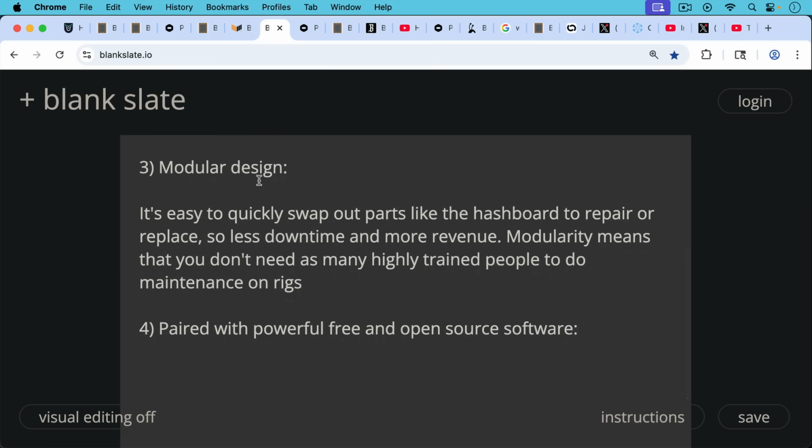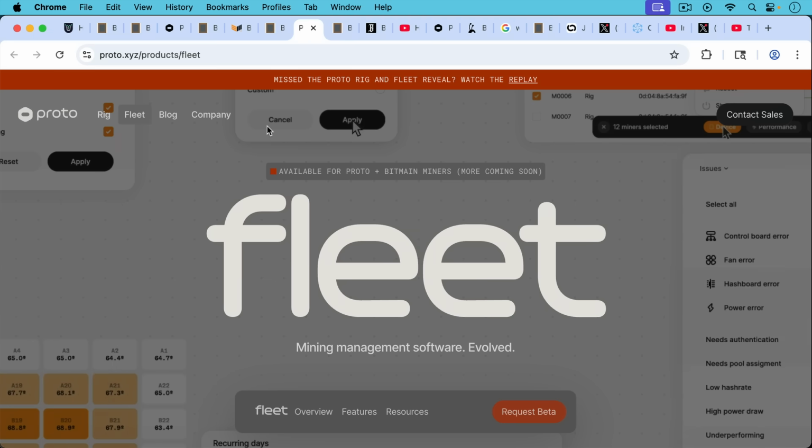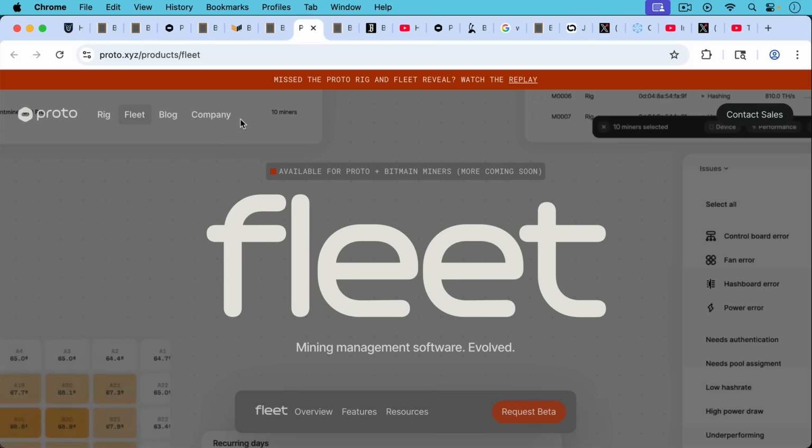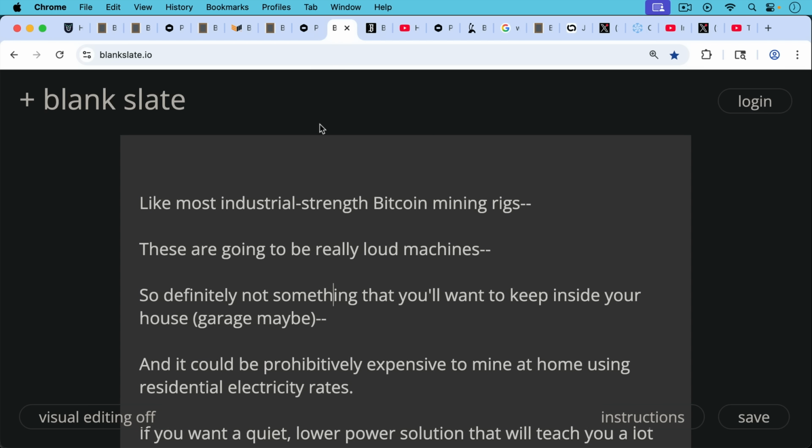Number four, this mining rig is paired with powerful, free and open source software called Fleet, mining management software. And it sounds like this is much easier and much more user-friendly and much more detailed than the sort of clunky software that comes with Bitmain's miners or MicroBT's miners.